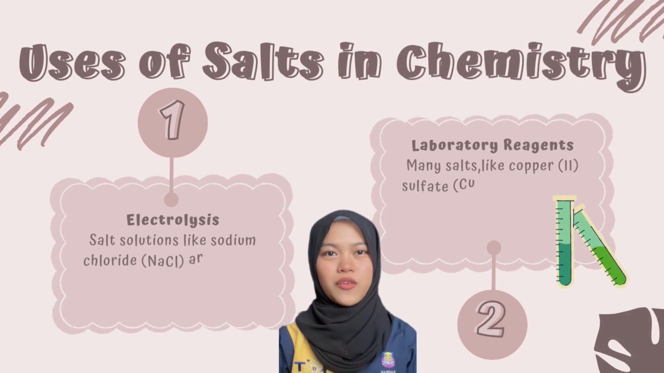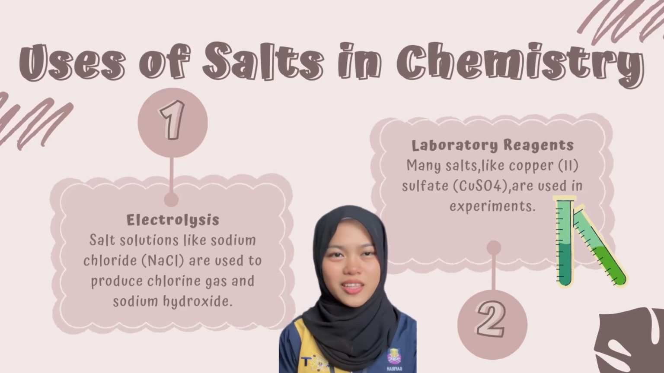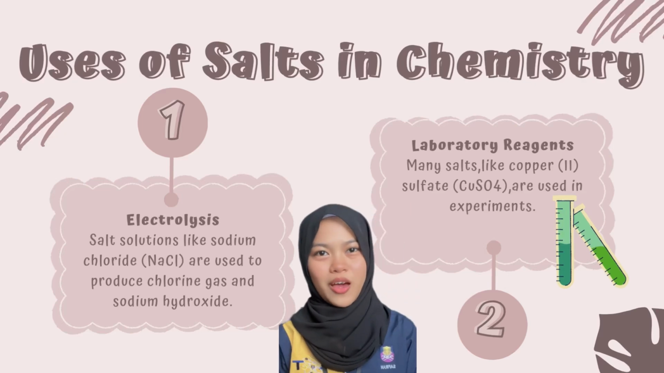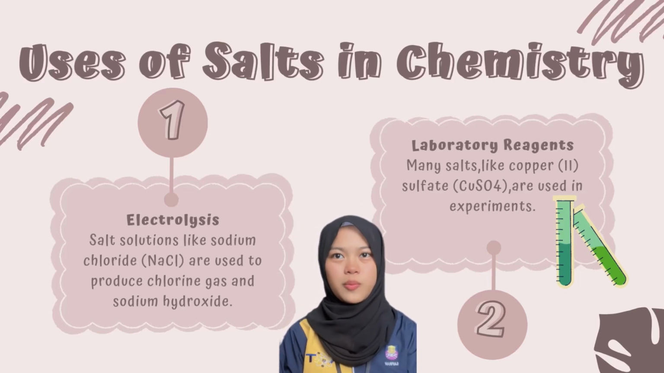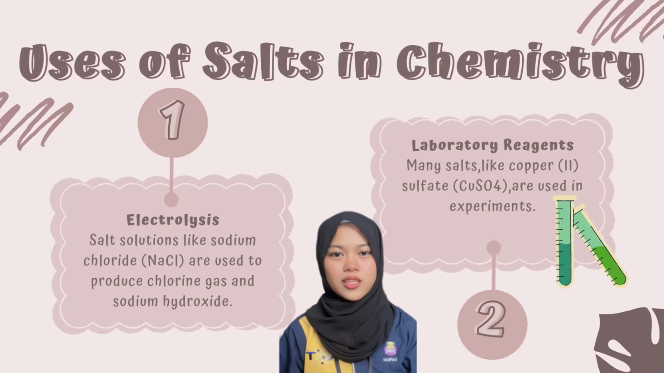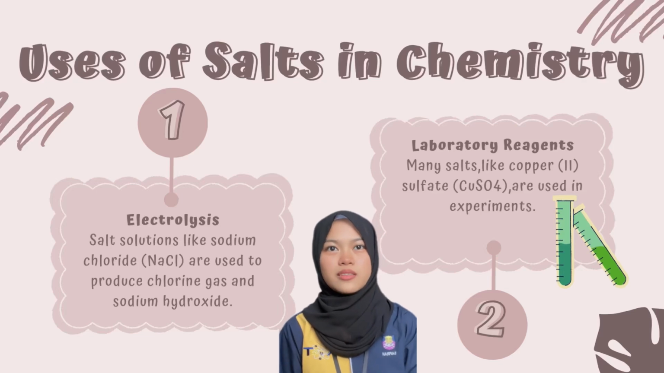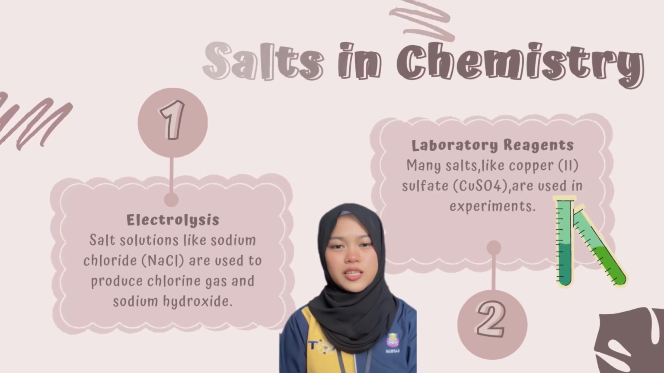And lastly, we have the usage of salt. Salt has been variously used in many applications, including chemistry and daily life. So, what we have here is electrolysis. Salt solutions like sodium chloride are used to produce chlorine gas and sodium hydroxide. This is because salt solutions are able to improve the conductivity of the electrolyte itself by providing free ions. And number 2, we also use salt in laboratory reagents. For example, copper sulfate is used in experiments.